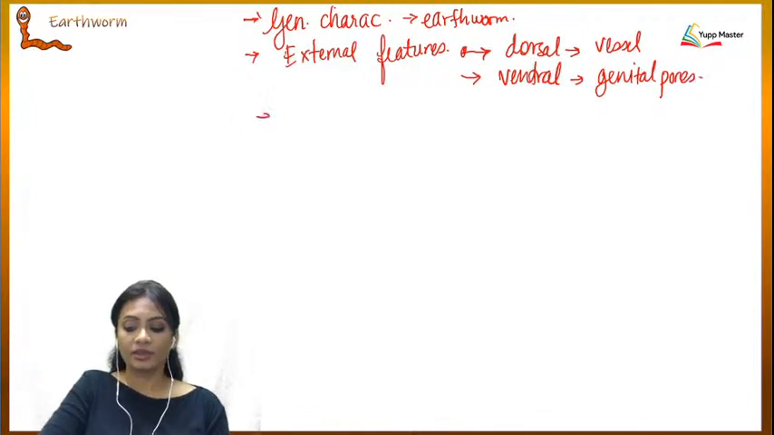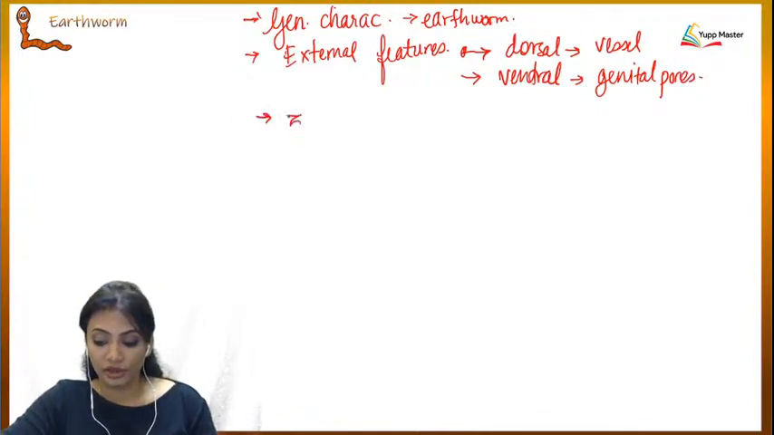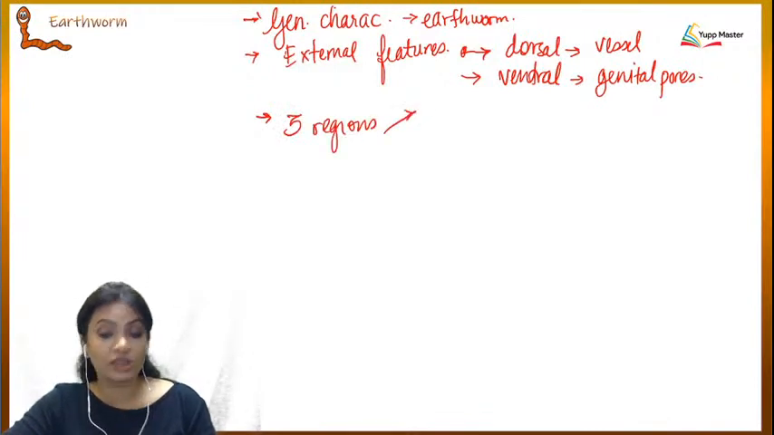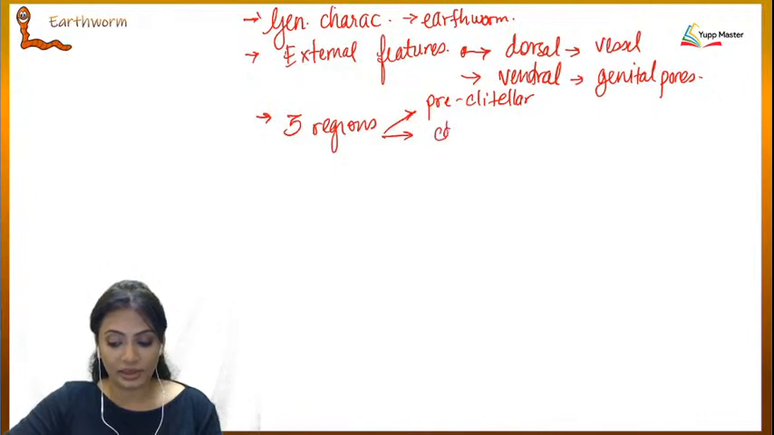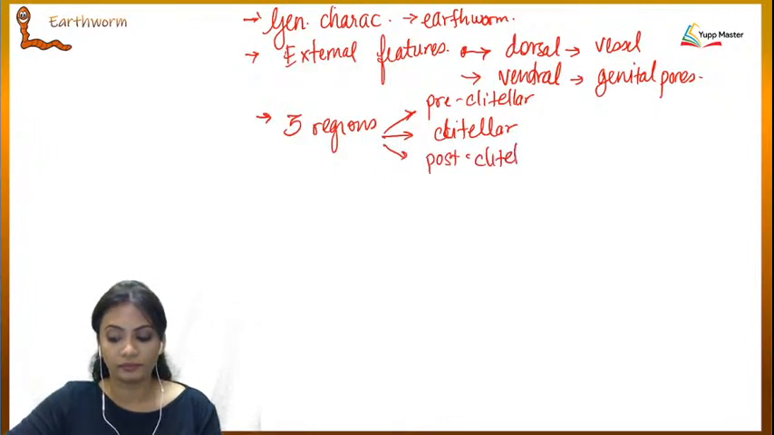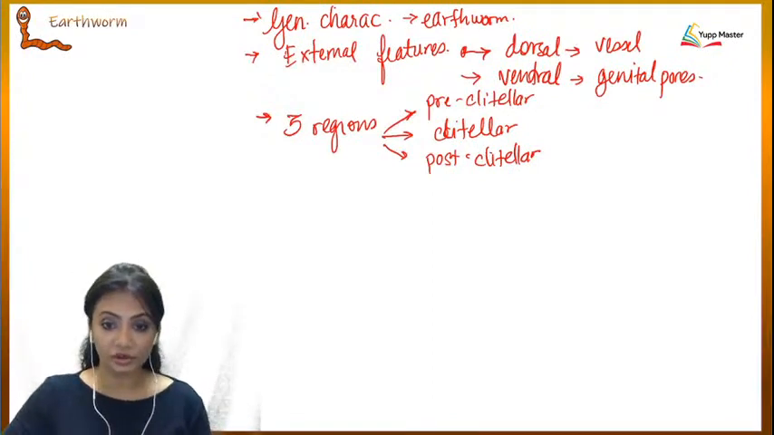Okay, then we saw that the earthworm's whole body can be divided into 3 regions. Which were those 3 regions? The first region was called the preclitellar. Second region was called the clitellar, and the third region was called the postclitellar. So we had the 3 regions of the whole body of that earthworm.